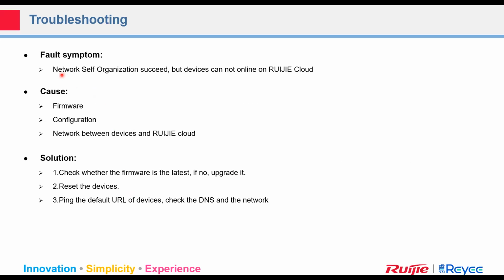Next, what happens if the SON succeeded but you cannot connect to the online Ruijie Cloud? We check whether the firmware is the latest firmware, the configuration of the device, and the network between the device and Ruijie Cloud. Probably there is something in between. First, you can check the firmware should be the latest. If not, upgrade it. Number two, you can try to reset the device and then try to ping the URL of the device and check the DNS and the network.